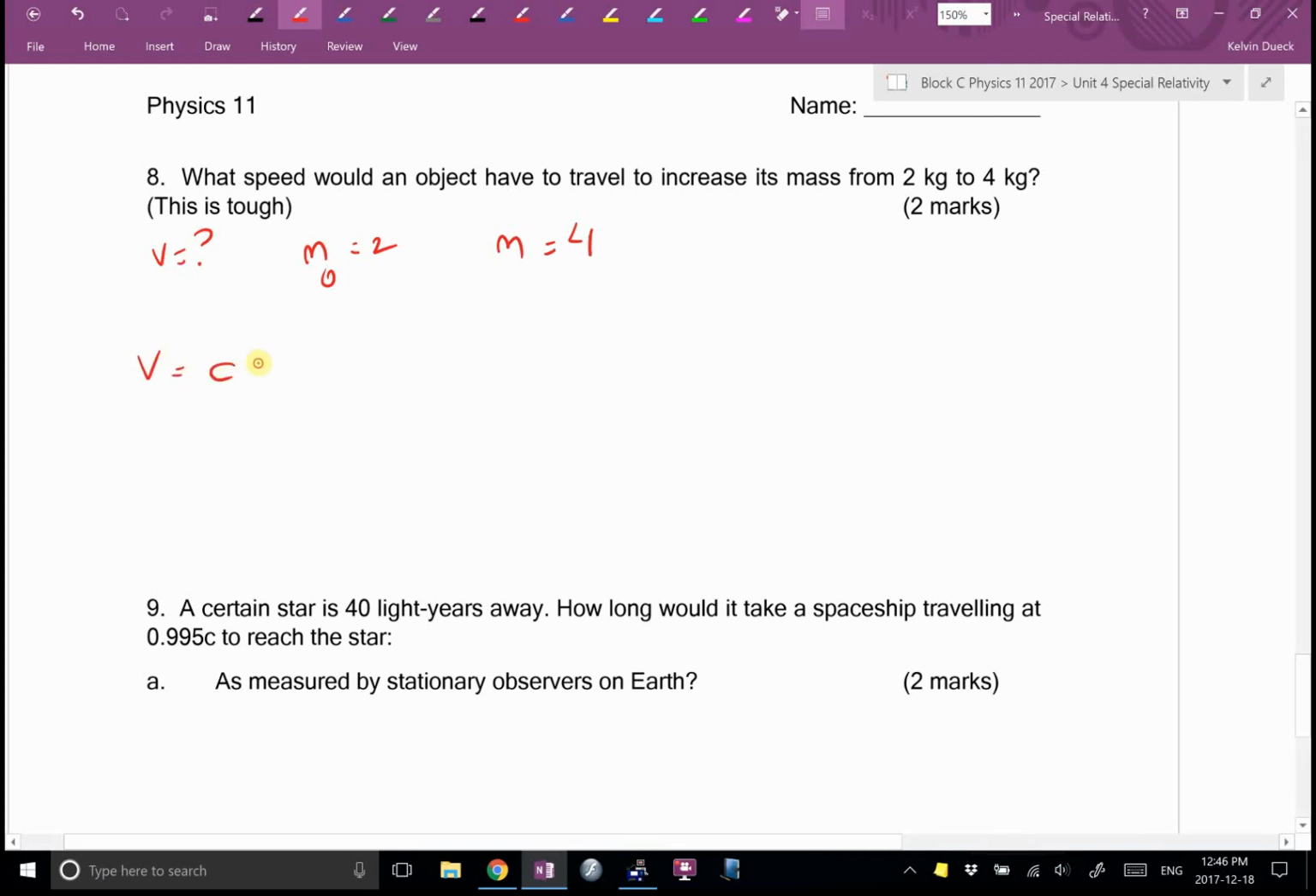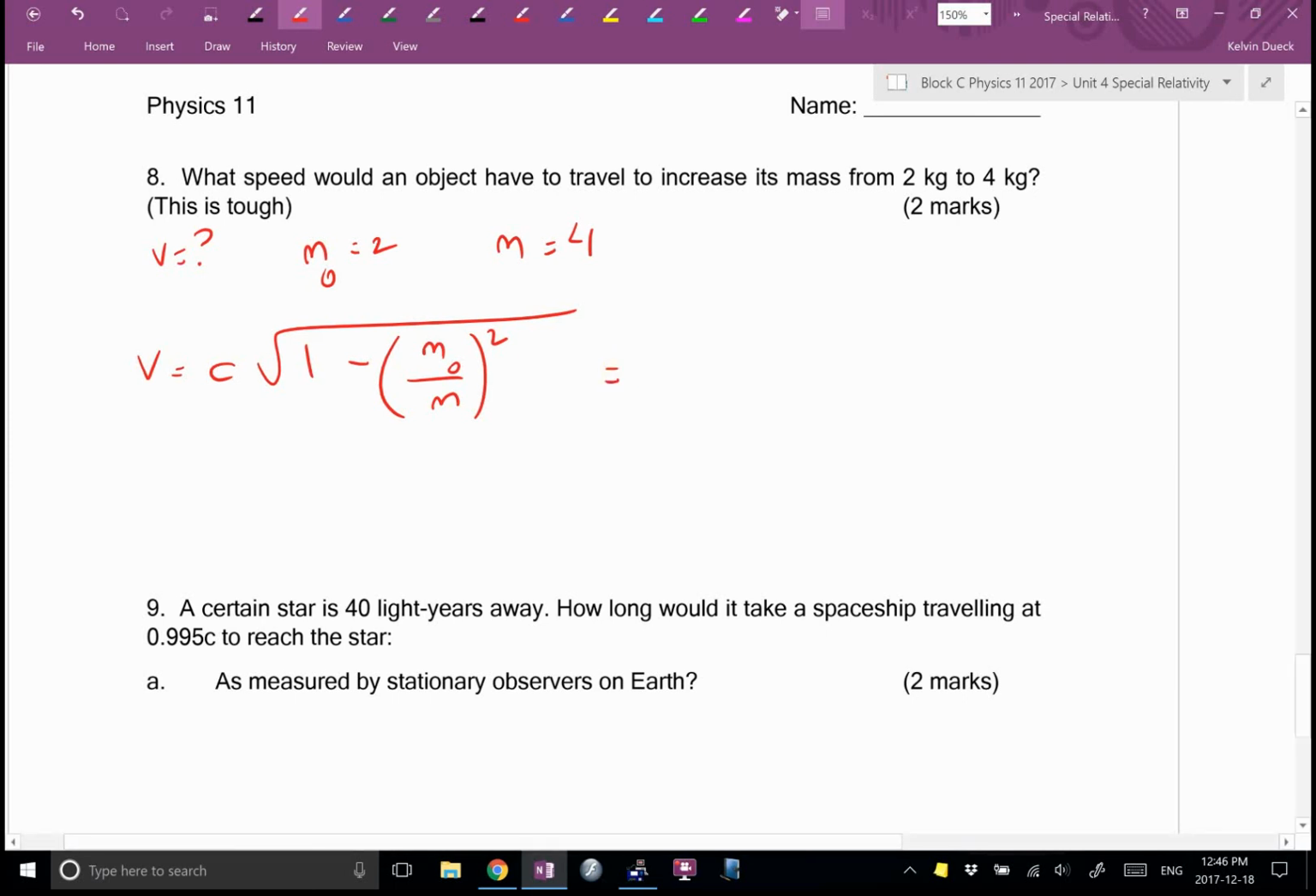V equals C square root of 1 minus, is it M0 over M all squared, or is it M over M0 all squared? Is that one? Okay. Total guess, but I kind of have a dumb way to keep them straight.